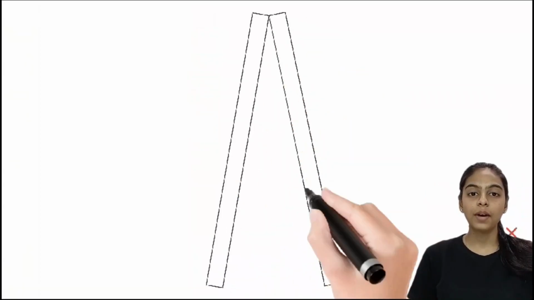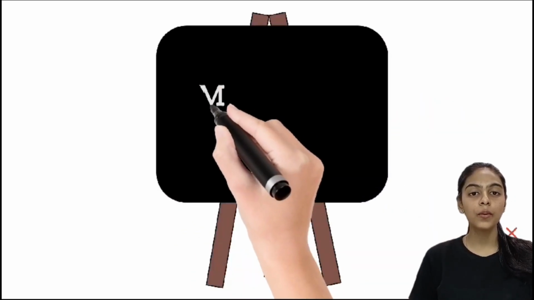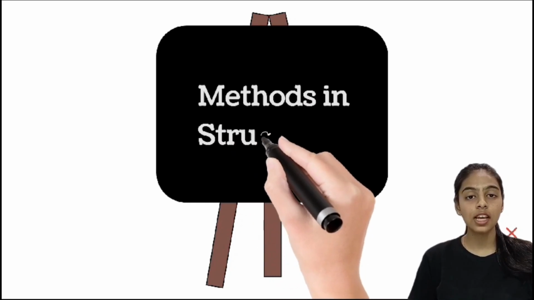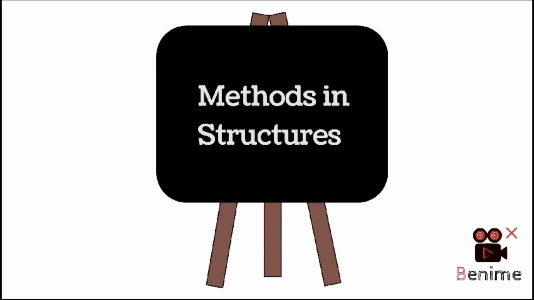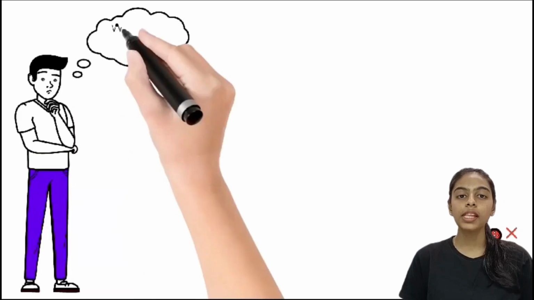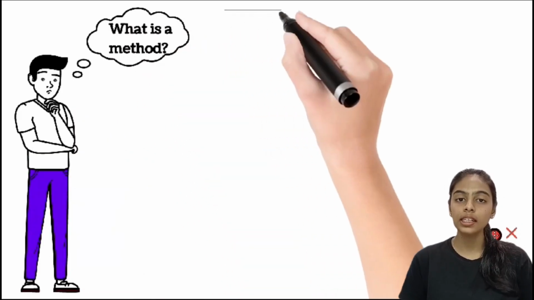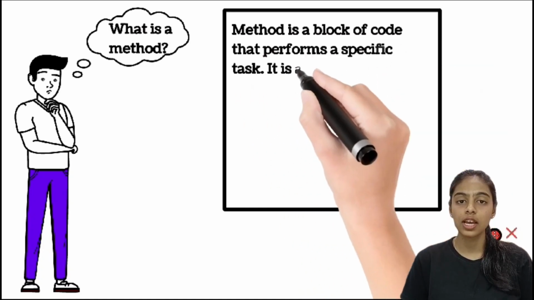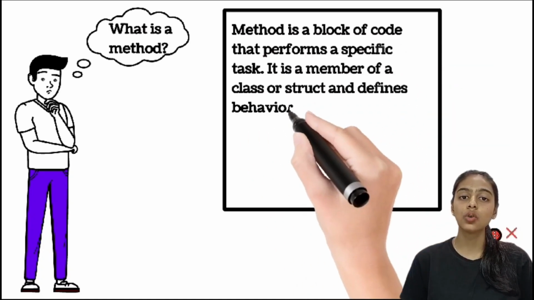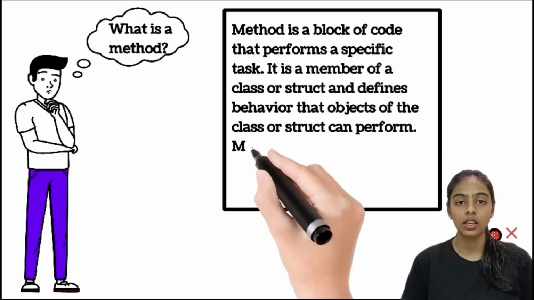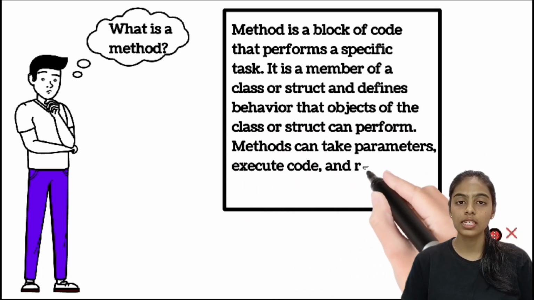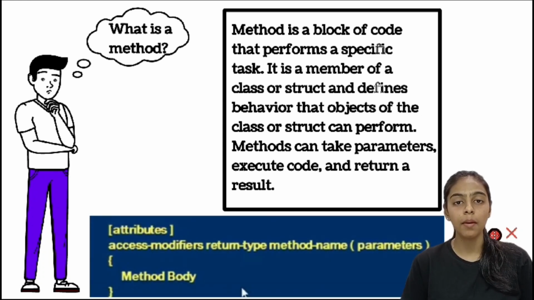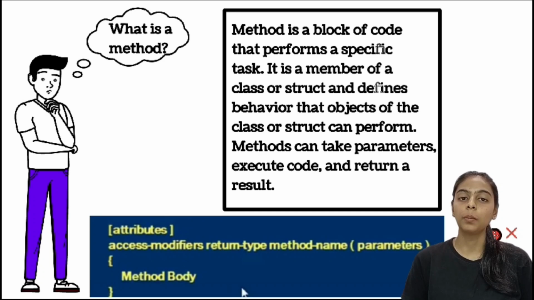Hello everyone, myself Siddhi. I hope you might have got an idea about what structures are. So let's understand what methods in structures are. Now, you might be thinking, what are methods, right? A method is a block of code that performs specific tasks. It can take parameters, execute code, and return a result. The syntax for a method is the access modifier, the return type, the method name, parameters, and the method body.